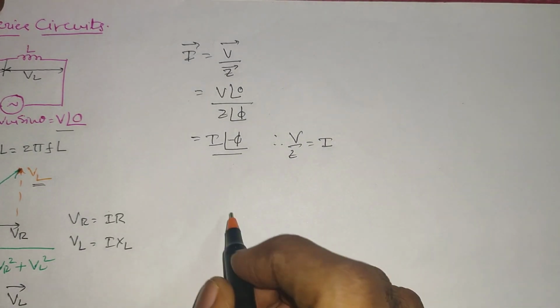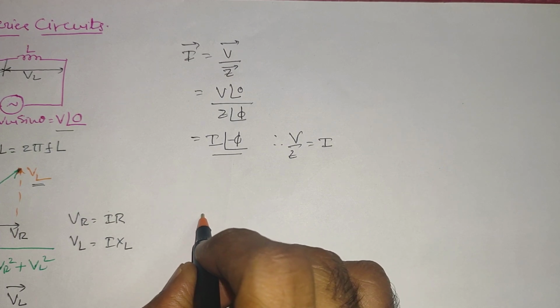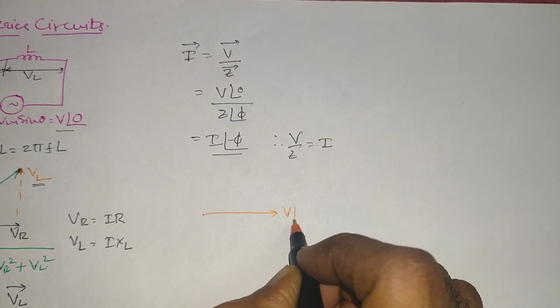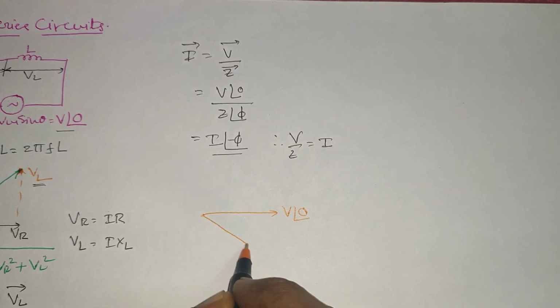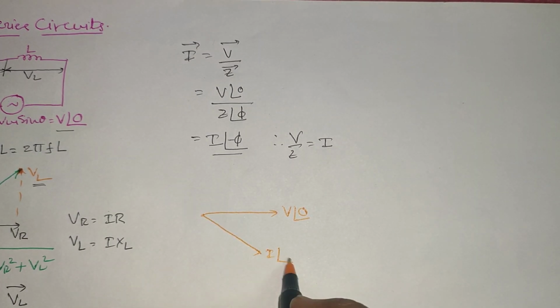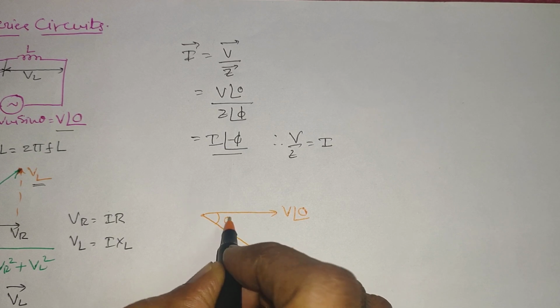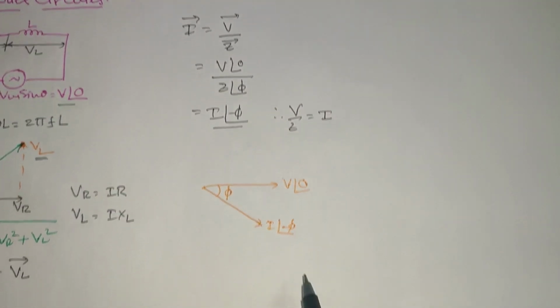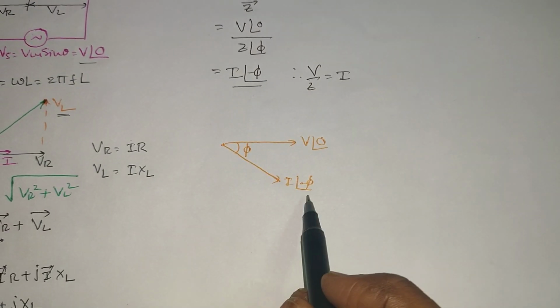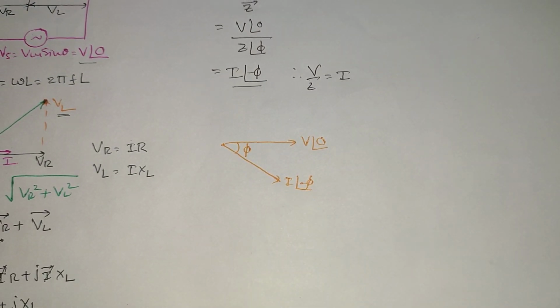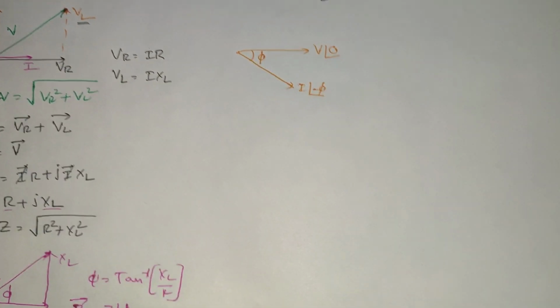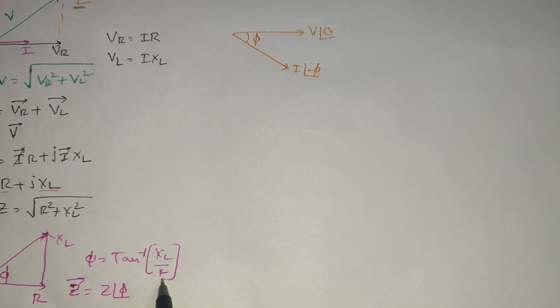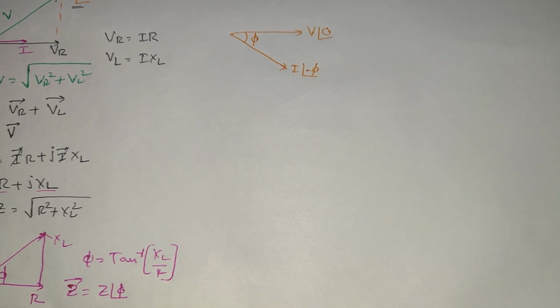Hence, it can be represented in vector form, considering V at an angle of 0 as the reference. So this would be our I at an angle of minus phi, lagging behind the voltage by an angle of phi. And for a pure inductive circuit, phi becomes equal to 90 degrees. We can calculate it from the formula: phi is equal to tan inverse of XL by R, where R becomes equal to 0 for a pure inductive circuit. Phi will be equal to tan inverse of infinity, and that will be equal to 90 degrees.